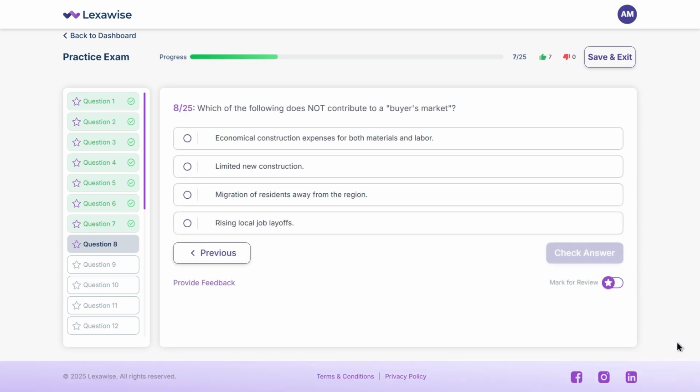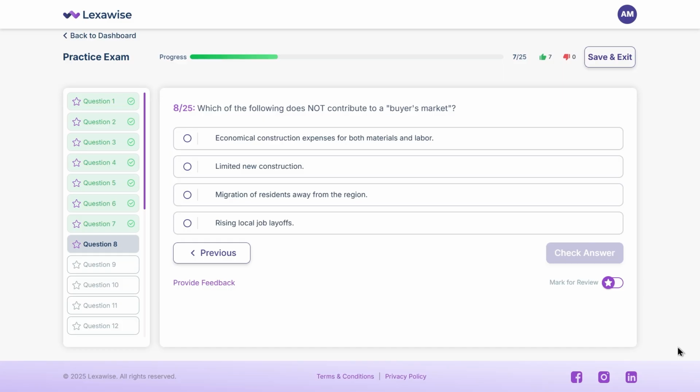Which of the following does not contribute to a buyer's market? A. Economical construction expenses for both materials and labor. B. Limited new construction. C. Migration of residents away from the region. D. Rising local job layoffs. Think carefully.